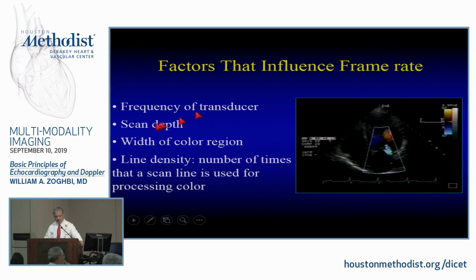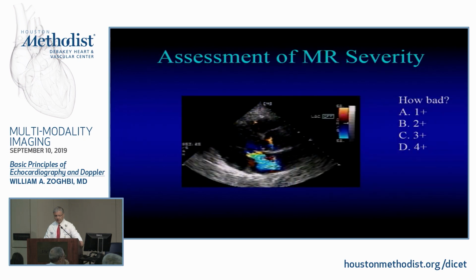So frequency of the transducer, scan depth, width of the color, line density, which usually you don't play around with. And the line density tells me how often on this line I'm going to send it back and forth before moving to the second line, before moving to the third line. If I spend a lot of time, I have more accuracy, but I will slow down my frame rate, and usually these are already put together, so you don't have to worry too much about that, okay?